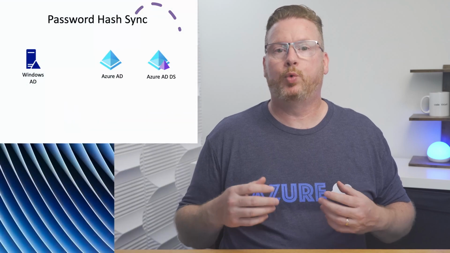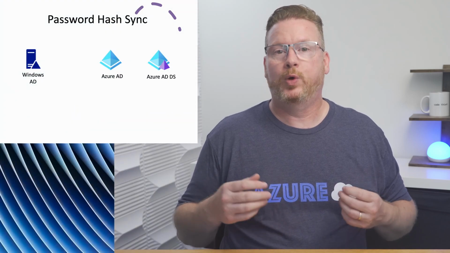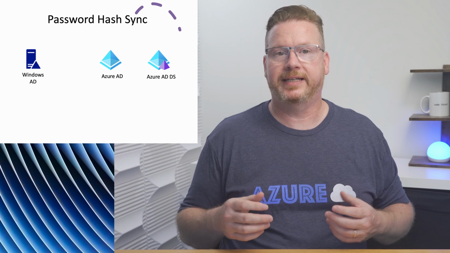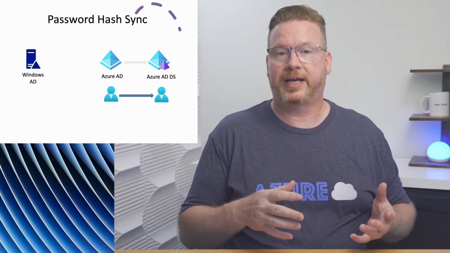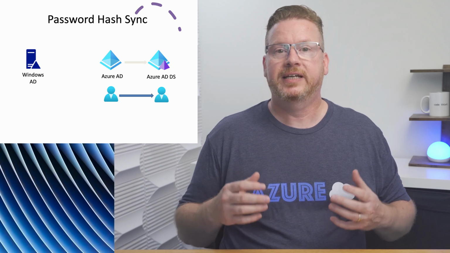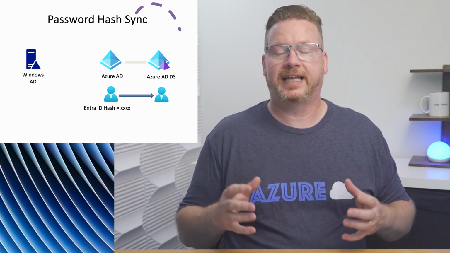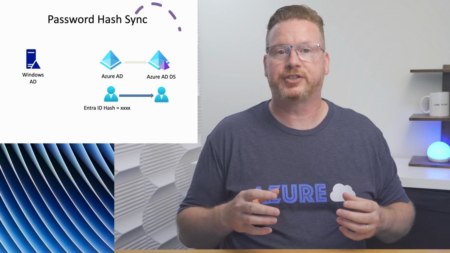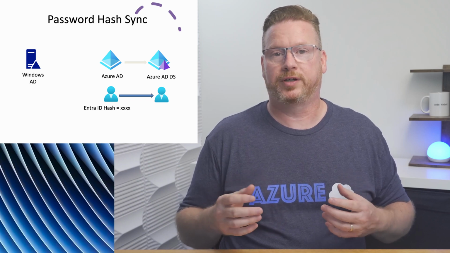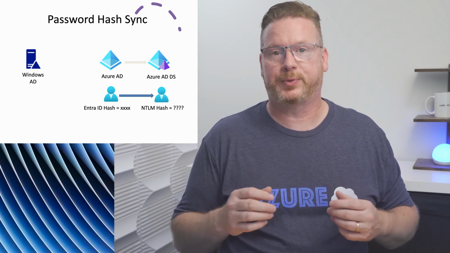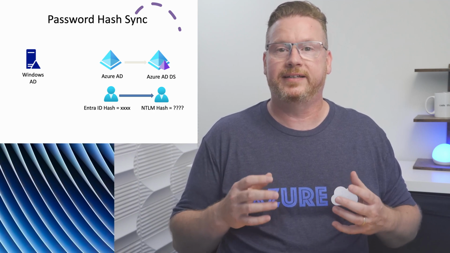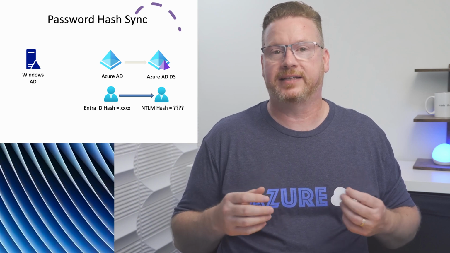In the demo coming up, we'll log into the managed domain with a user account sourced from Entra ID. We can replicate user accounts, including password hashes, from Entra ID to Entra Domain Services. The managed domain requires the legacy NTLM password hash for the replicated password to work. Here's the issue. Entra ID doesn't use the legacy NTLM password hash, so it doesn't create it until we enable Entra Domain Services on the tenant.